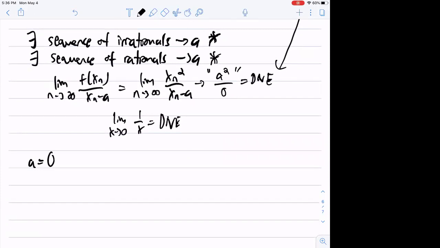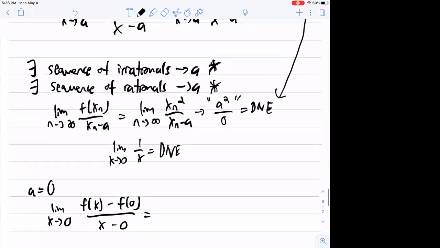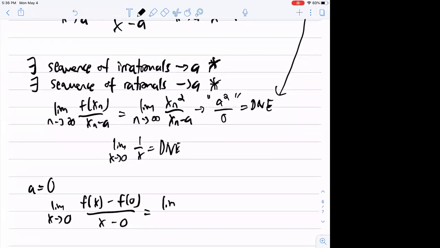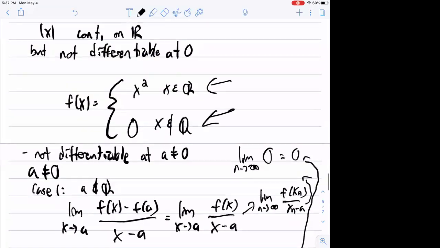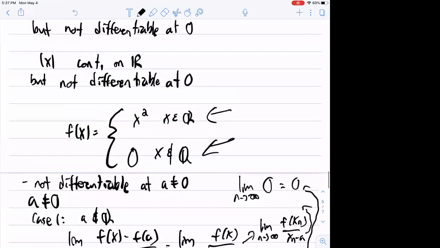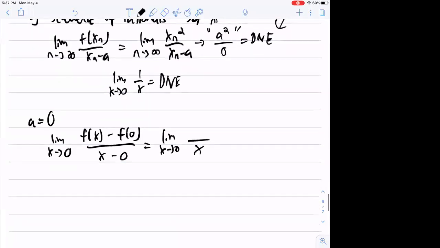Okay, so when a is 0, why does the limit exist? In this case, it's just x on the bottom, and f of x on top. Why? Because f of 0 is rational, but it's 0 squared, which is just 0.